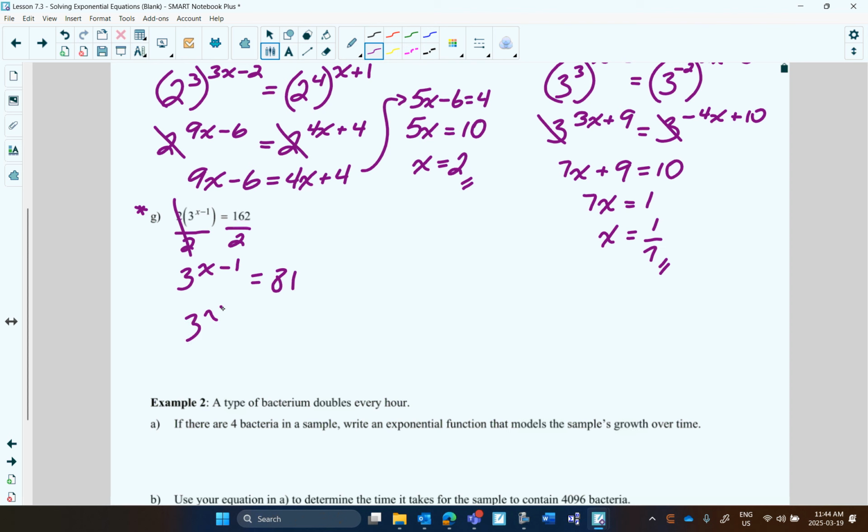I've got to change the right-hand side to a power of base 3, which would be 3 to the 4. Cross out, add 1 to both sides, x equals 5. So you see it becomes pretty easy once you address that 2 by dividing it away. So just be careful of something like that.